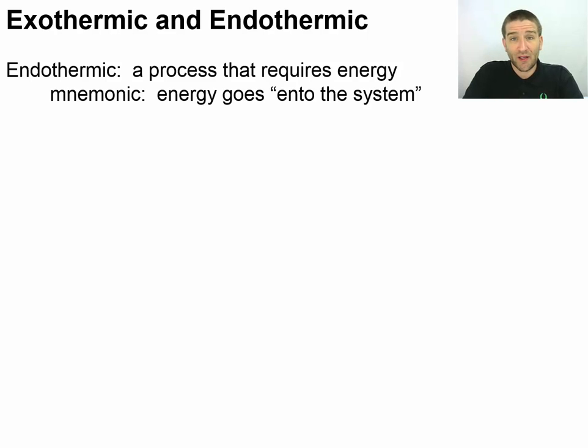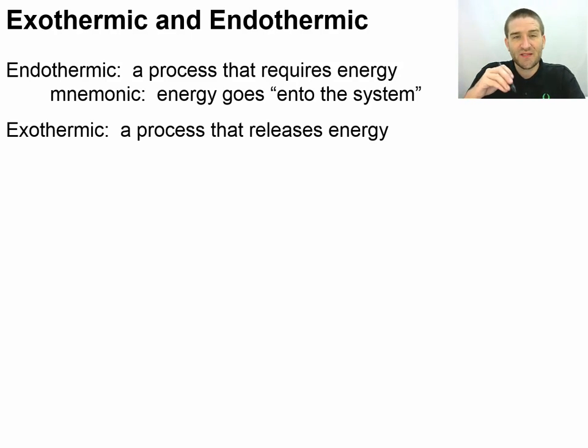So endothermic means that a process requires energy. Here's a way to remember it: endothermic. It's going into the system. Terrible, I know, but it works. So endothermic, energy goes into the system. Exothermic means that energy is coming out of the system. The process is releasing some sort of energy.